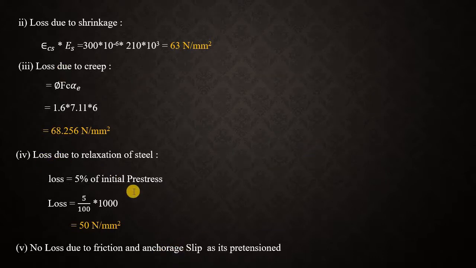But here in pretension we don't come across loss due to friction as well as loss due to anchorage slip, because all the cables will be straight and it is pre-tensioned. So there is no scope to find any slope value by drawing a tangent to the parabolic curve. We don't get those things here. It's a straight cable and it's pre-tensioned also. So there is no loss due to friction and anchorage slip in pretension.